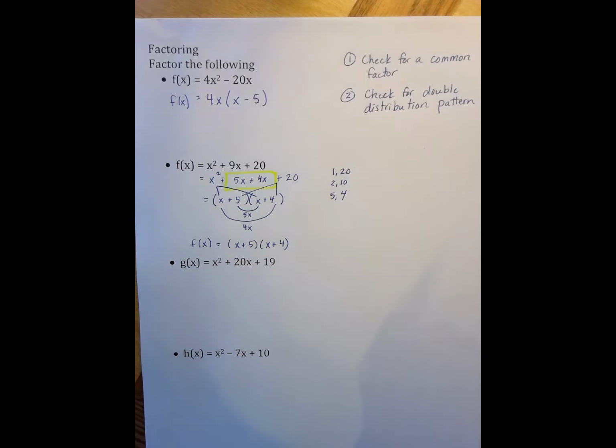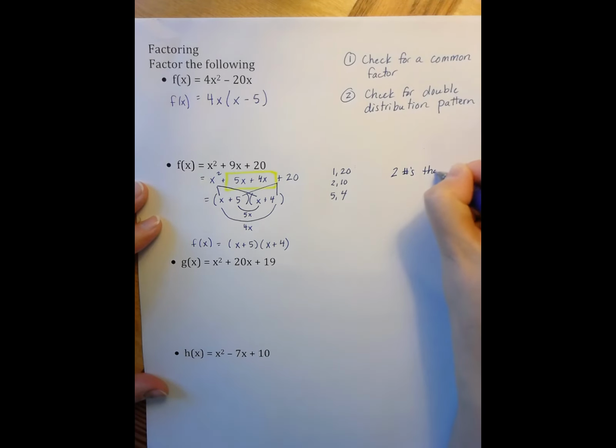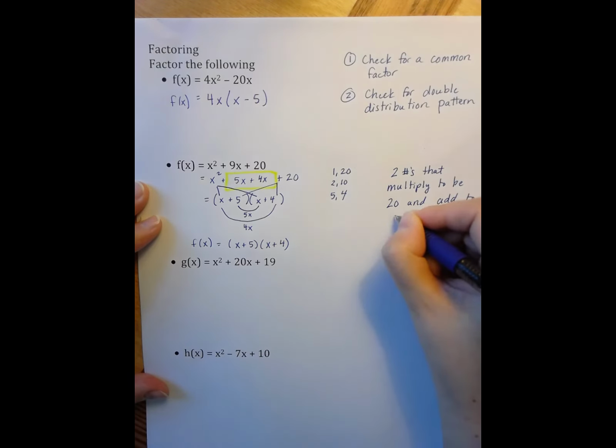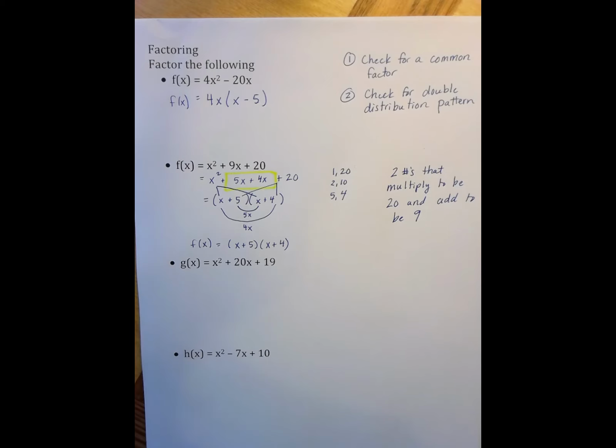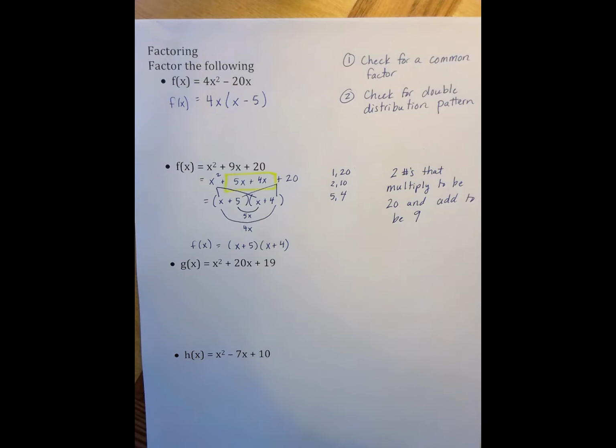Now, some of you may have noticed with this problem that really I'm asking myself here for 2 numbers that multiply to be 20 and add to be 9. Asking this question will not always work. And the times in which it won't work is when my coefficient in front of my x squared, or my a value, is not 1. For our initial problems here, they are 1.